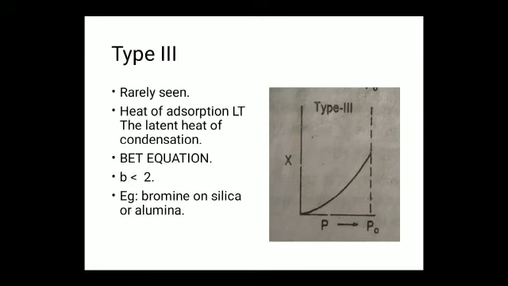Type 3 absorption isotherms. This type of absorption isotherm can be seen rarely. In this type, the heat of absorption of gas in the first layer is less than the latent heat of condensation of subsequent layers. In the BET equation, the constant B is less than 2. Examples of substances showing this type are bromine on silica or alumina.